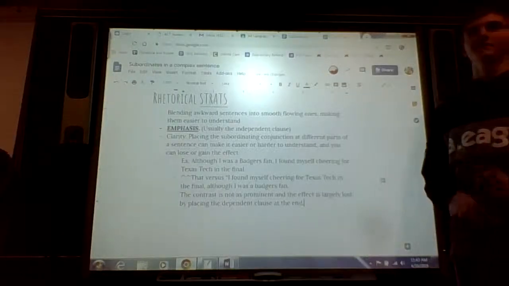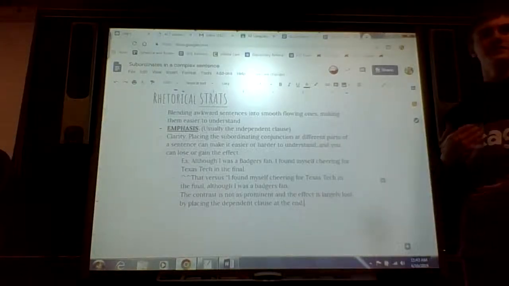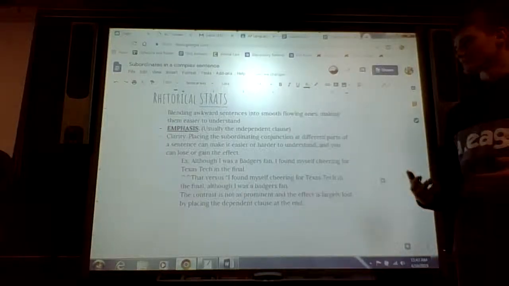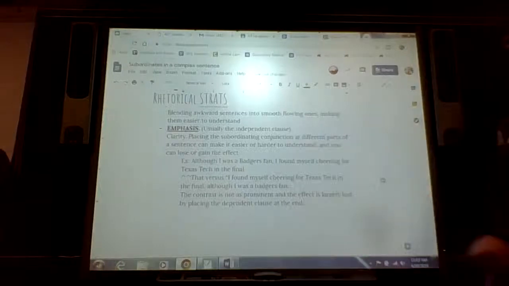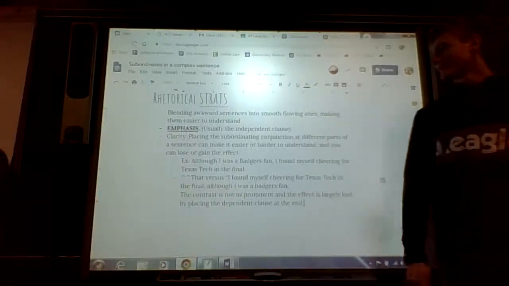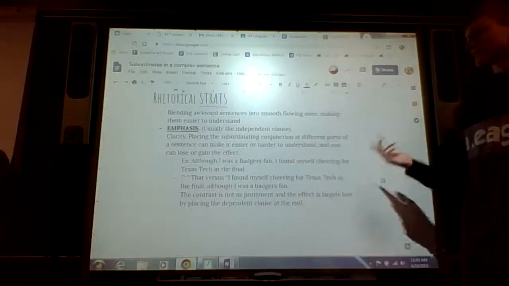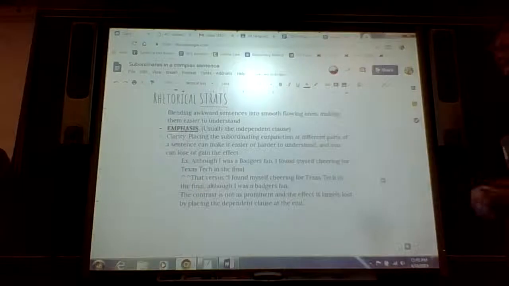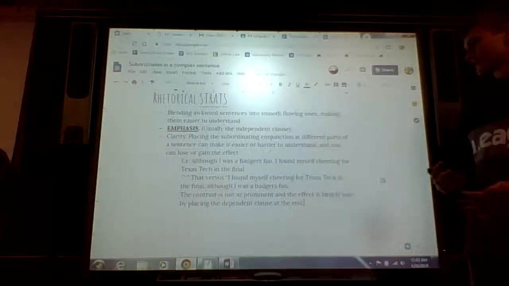Emphasis, usually the independent clause carries a lot of emphasis behind it that makes it your point, like carries more weight with your point. So you can use that to emphasize your point with the independent clause there. And it provides a lot more clarity. Placing the subordinate conjunction at different parts of the sentence can definitely change your effect a lot to make it easier or harder to understand. You can lose or gain the effect that you're trying to accomplish.